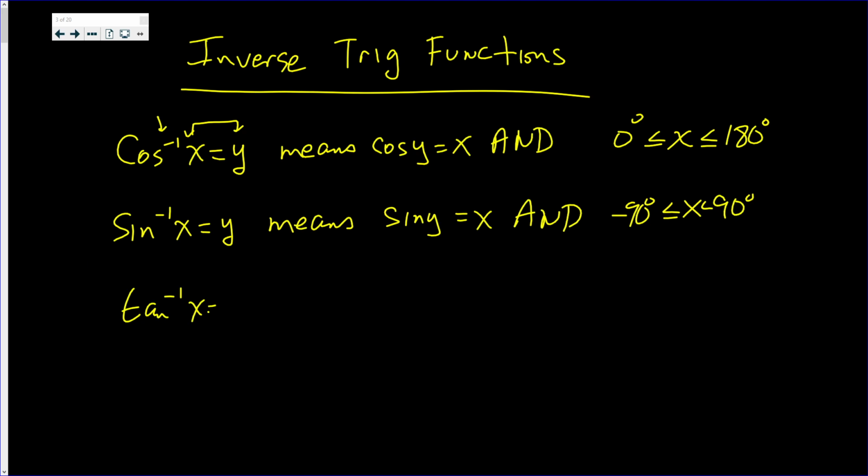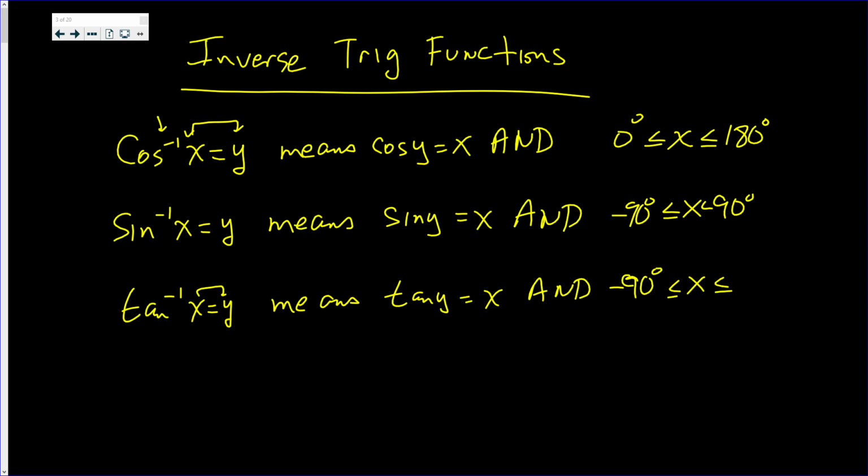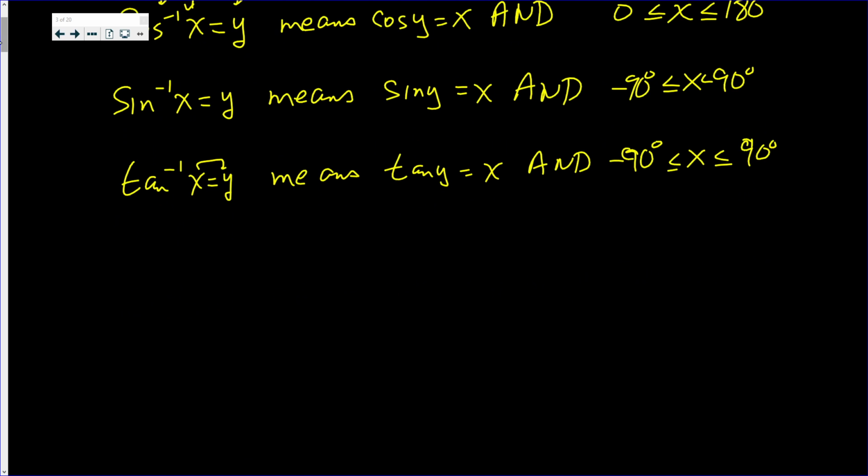Tan inverse of x equals y. This means, you can always interchange those, the tangent of y equals x, but don't put the inverse. And this is the key part, x is in between negative 90 degrees and 90 degrees. So, now that we have our definitions, let's try to work out some of these.